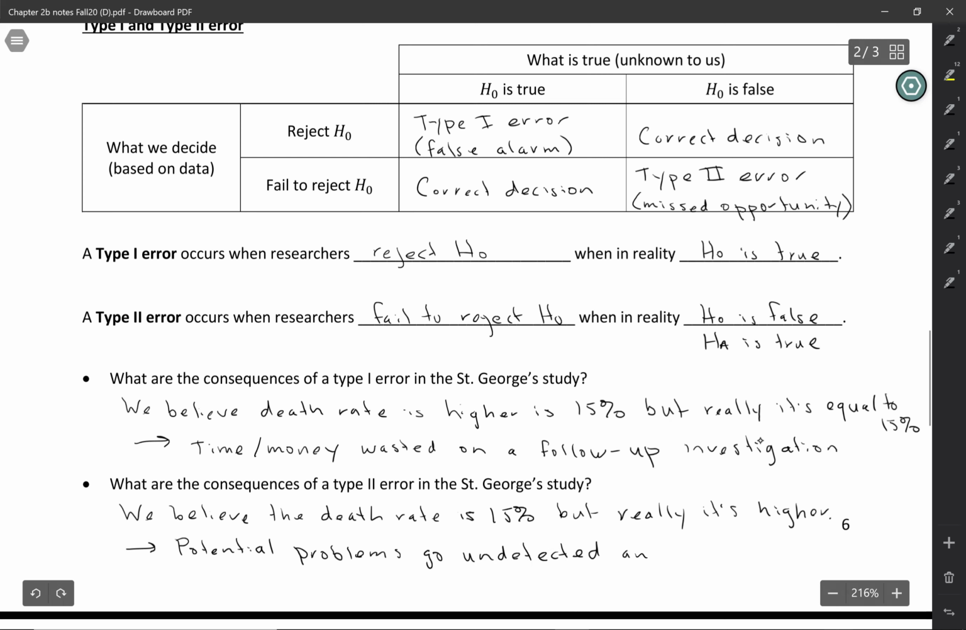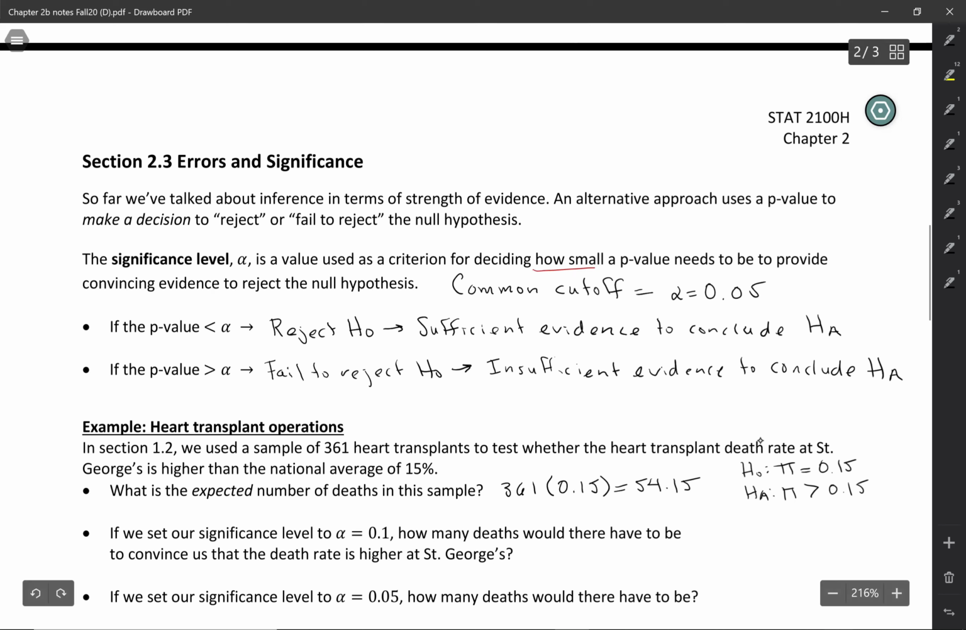So remember, the purpose of our significance level is to decide how small a p-value needs to be before we're willing to reject the null hypothesis. So by setting the significance level, we change the likelihood of rejecting and failing to reject, and we also change the likelihood of making type 1 and type 2 errors. So as we're setting our significance level, it's really important to think about type 1 and type 2 errors and which of those would lead to more severe consequences. So that's what you're going to think about in the next activity.